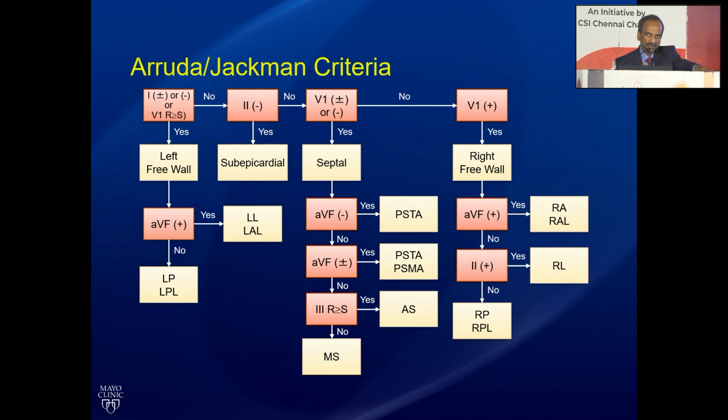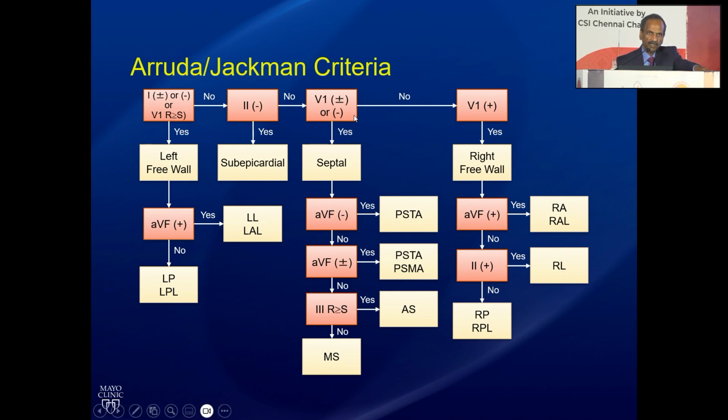So good to just eyeball lead 2, see completely negative. So now once you know not left free wall, not clearly epicardial, you want to know septum or right free wall. Best criteria is look at V1.